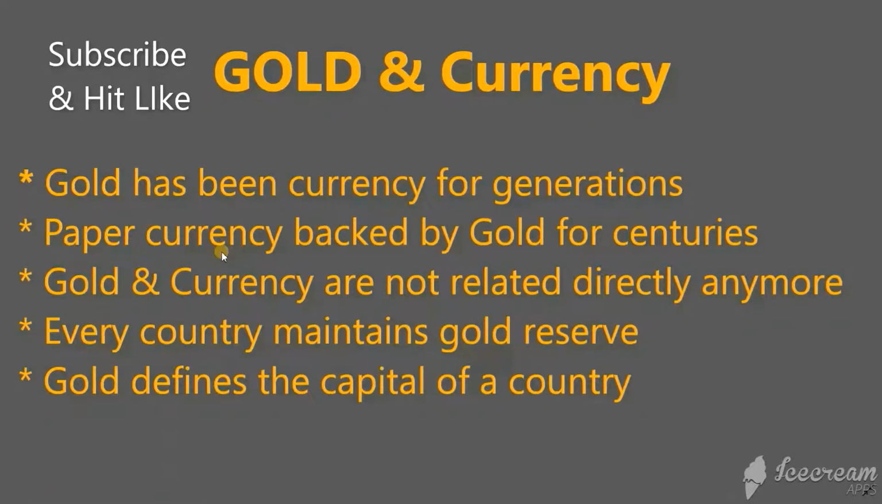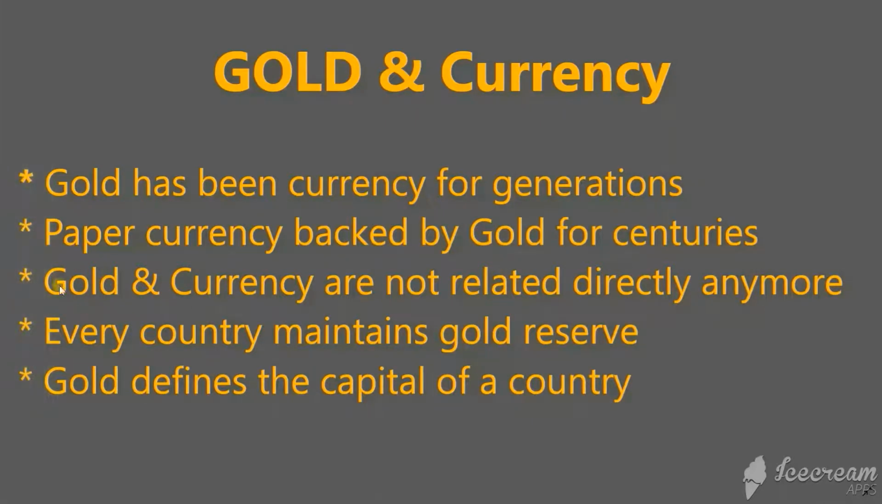The paper currency was invented in 17th century, and by 18th century, the paper currency was adopted by almost all the countries in the world. And this paper currency used to be completely backed by the gold. And this concept used to be common for all the countries in the world. But in 19th century, this relation between gold and the currency has been broken. Now the gold and the currency are absolutely independent.